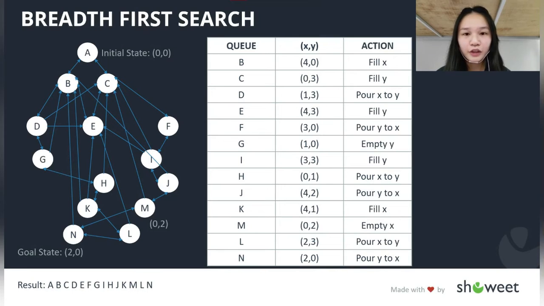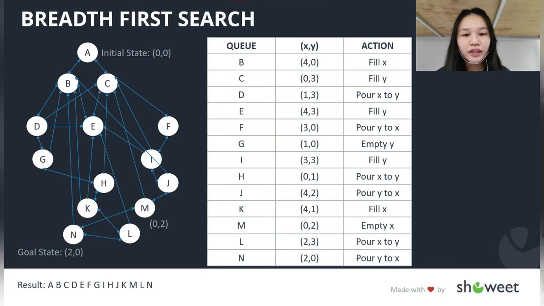Hi everyone. Today, I would like to share with you the breadth first search, in short, BFS, with a water pouring example. It is requested to measure exactly 2 gallons in one bucket when a 4 gallons bucket and a 3 gallons bucket are provided. Hence, the initial state of this problem is 0, 0, while the goal state is either 2, 0 or 0, 2. We will take 2, 0 as the final output.